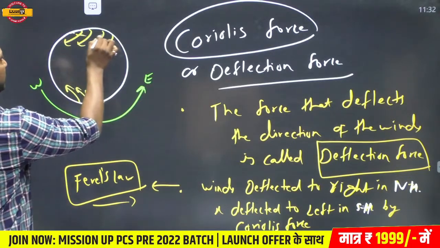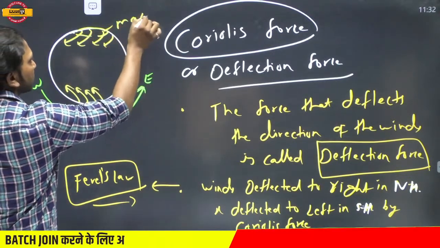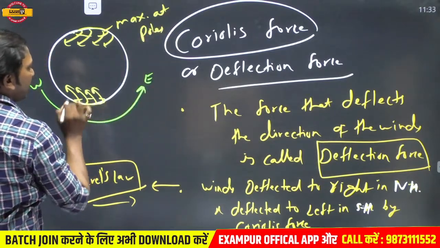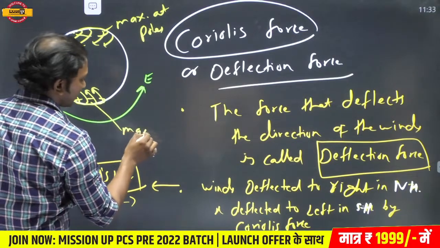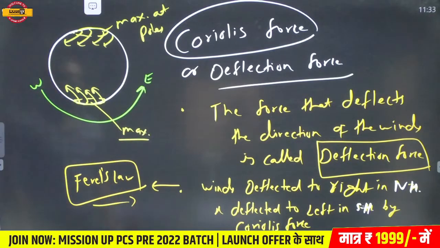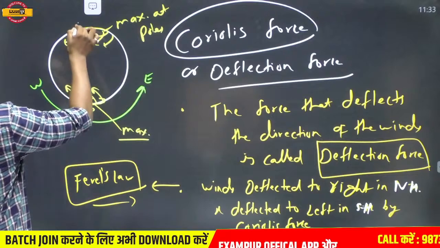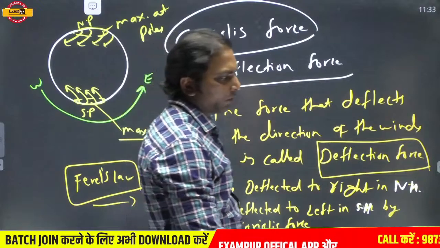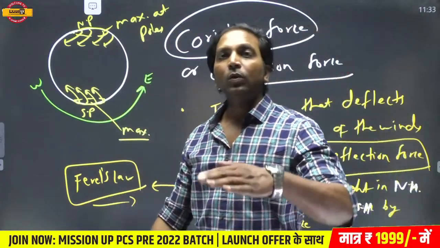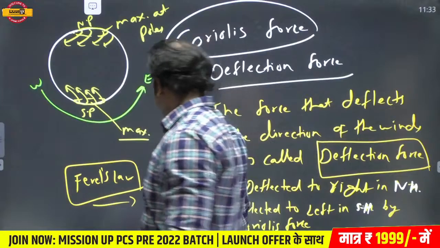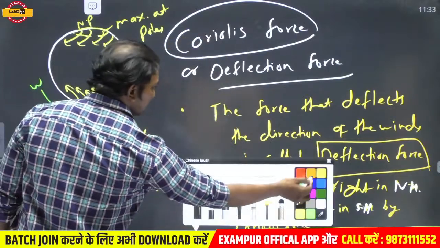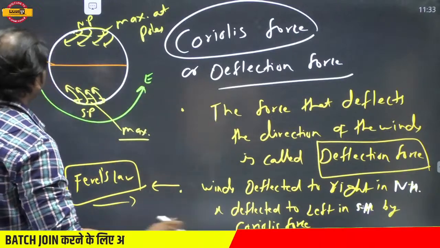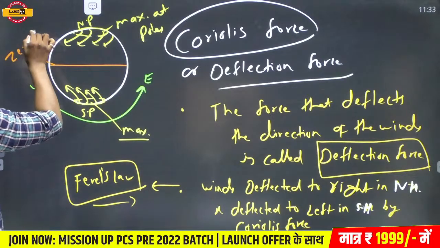And it is maximum at the poles. At both places it is maximum, at the North Pole or the South Pole. Then we see it is totally zero at the equator. Not negligible, not less. It is zero at the equator.